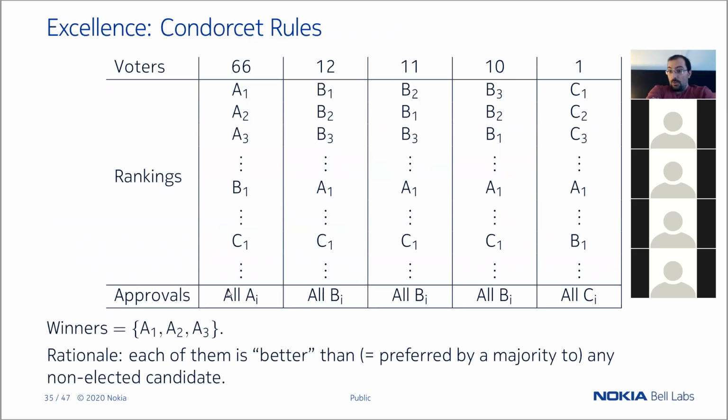In the case of Condorcet voting rules, you will also elect 3 candidates of type A, namely A1, A2, and A3. And the rationale behind this is that each one of them is better than the other candidates because it's preferred by at least 66 voters to any other candidate.